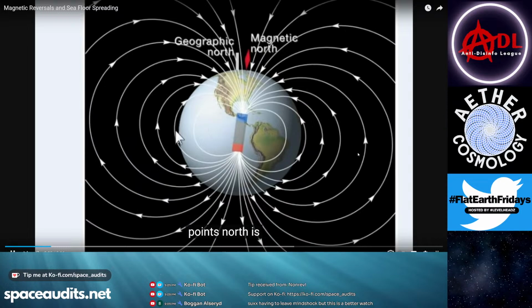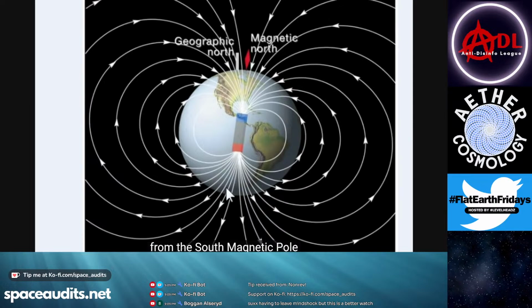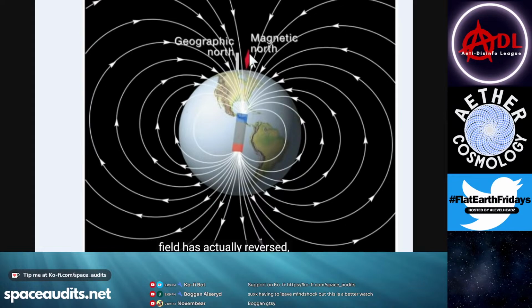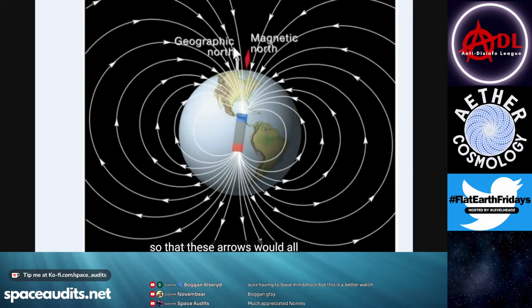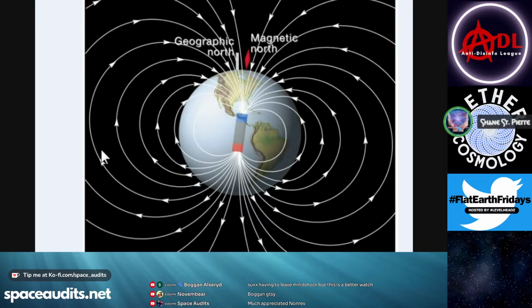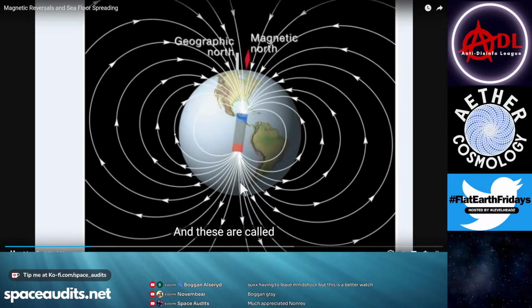The reason your needle points north is that these field lines emerge from the south magnetic pole and wrap around and point toward the north magnetic pole. Now, we know that the Earth's magnetic field has actually reversed, flipped around, so that these arrows would all point the other direction, coming out of the north and pointing into the south pole. And these are called magnetic.